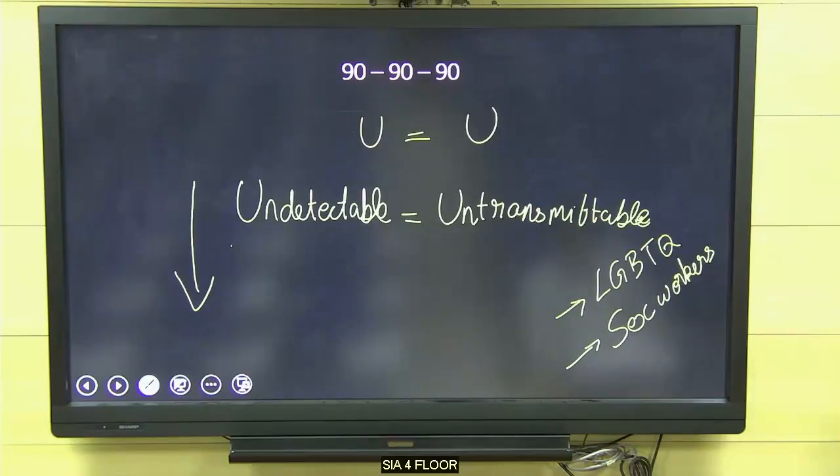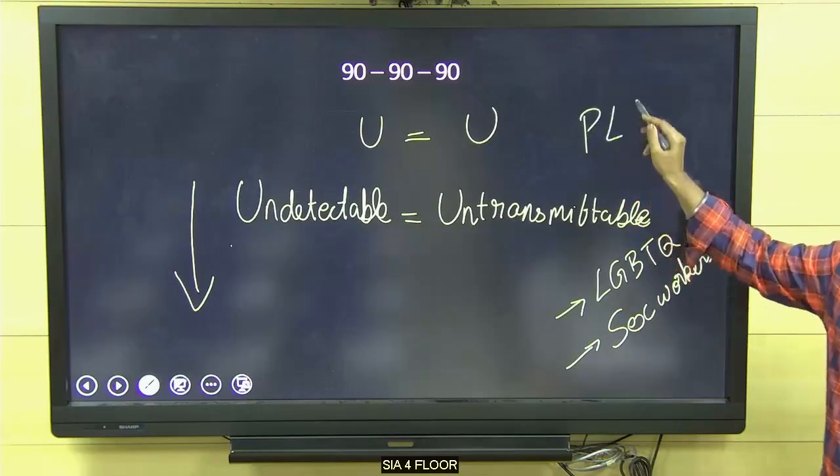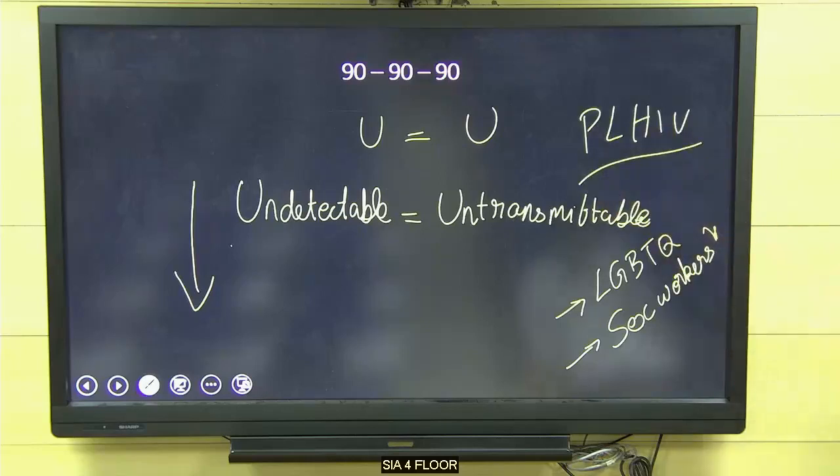You can write how the pandemic has affected people living with HIV and other people who are affected by other diseases. People living with HIV, PLHIV, these people are affected. So some other effects of the COVID pandemic.